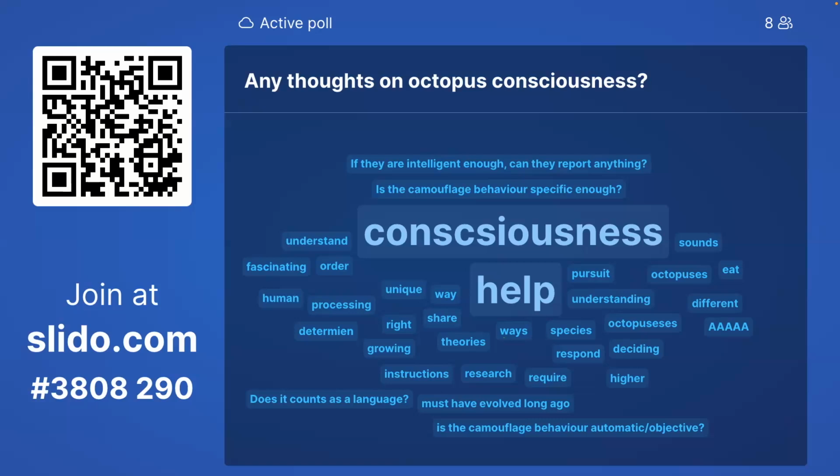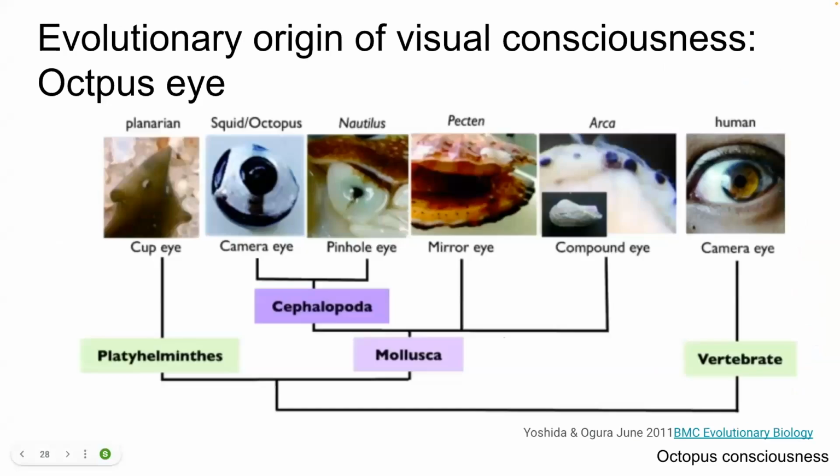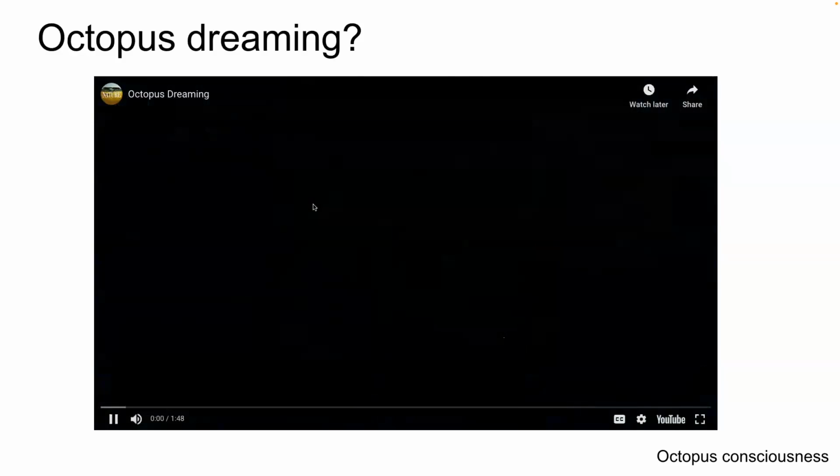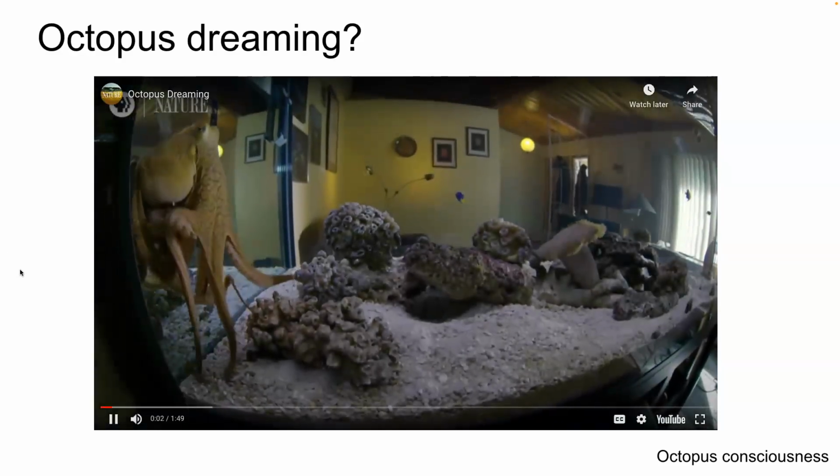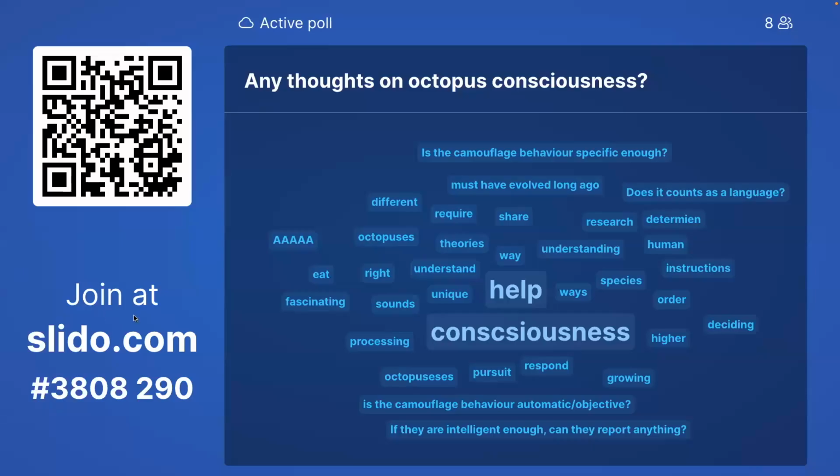But evolution-wise, the other mollusks do not have the same eyes, right? So they evolved their camera eye and also all these visual behaviors relatively recently. So octopus itself probably evolved a long time ago, but some of the functions resulted relatively recently.